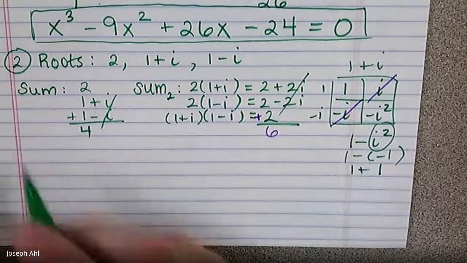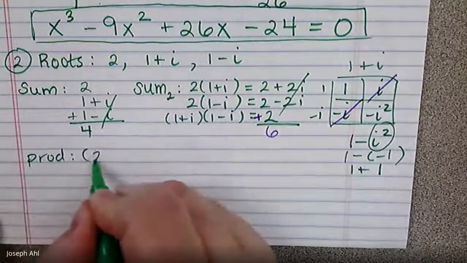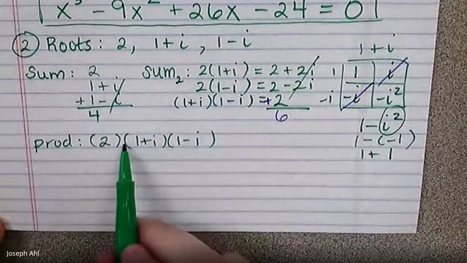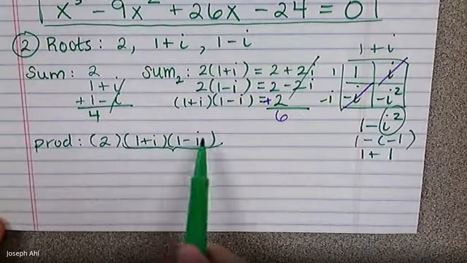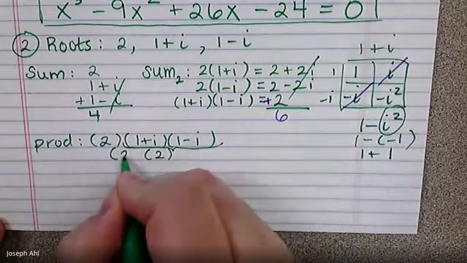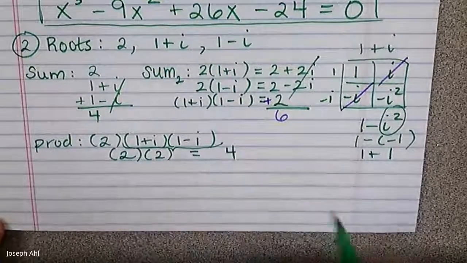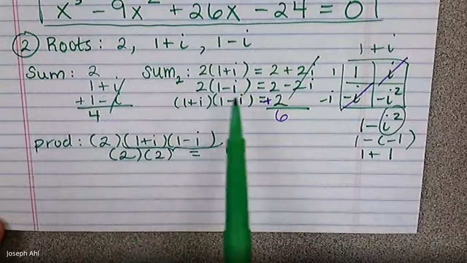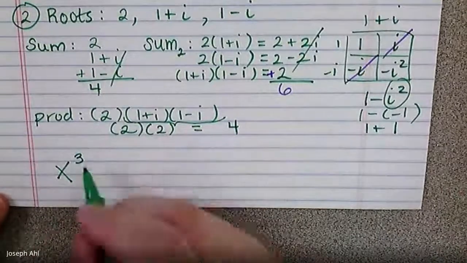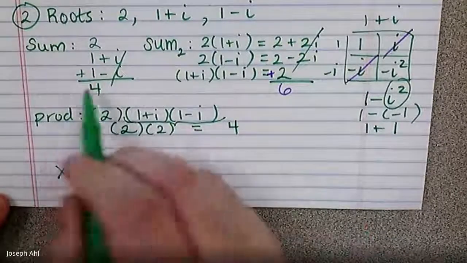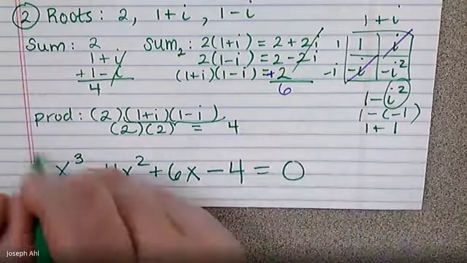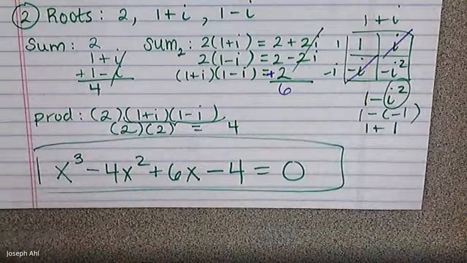Okay. And here's the great thing about now doing the product. The product is all 3 of them at once, 2, 1 plus i, and 1 minus i. We've already done the hard work. We already know what this product is because we just did it over here. 1 plus i times 1 minus i is 2. So you use that to your advantage to get 2 times 2, which is 4. And we've got the sum, the sum 2 at a time, and the product. So my final answer is x cubed minus 4x squared, change the sum, keep the sum 2 at a time, plus 6x, change the product, minus 4, equals 0. We're done. Okay.